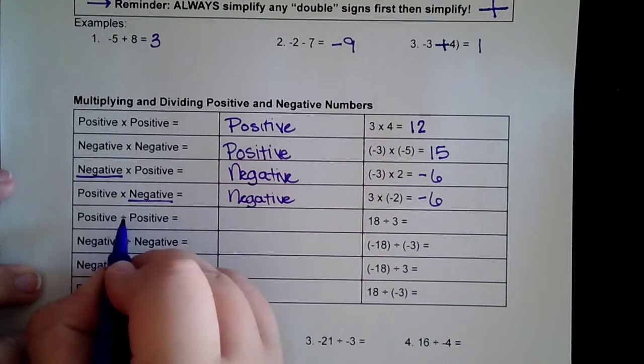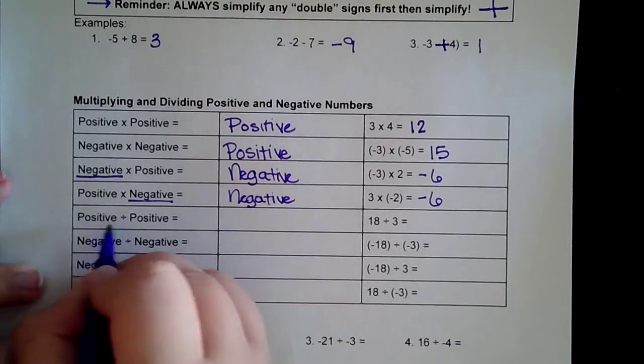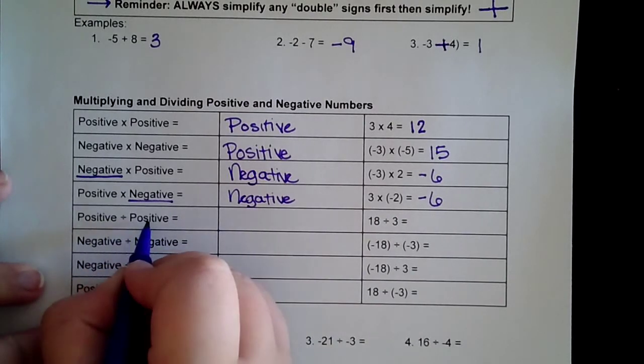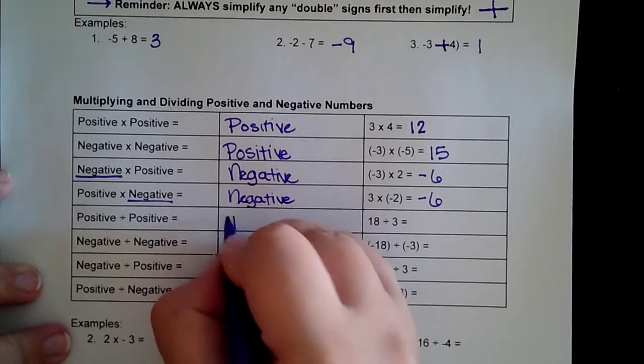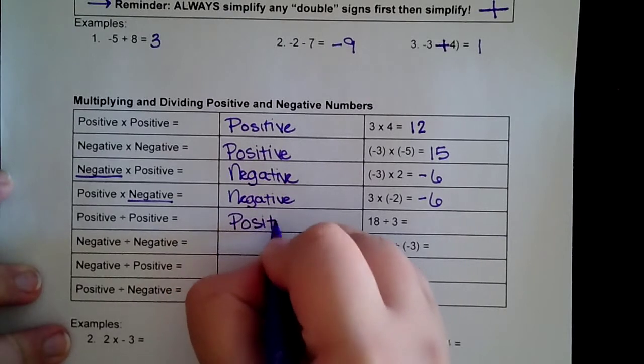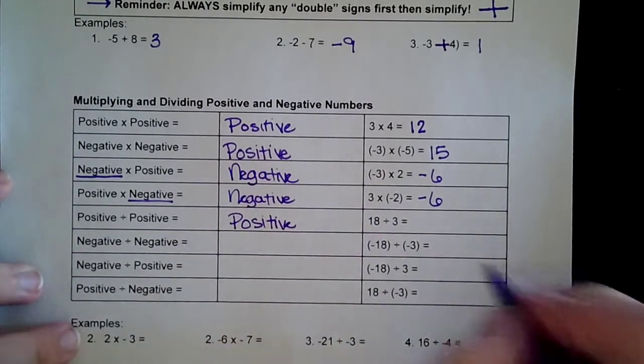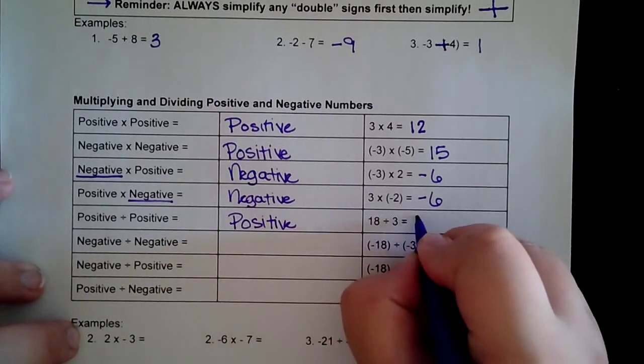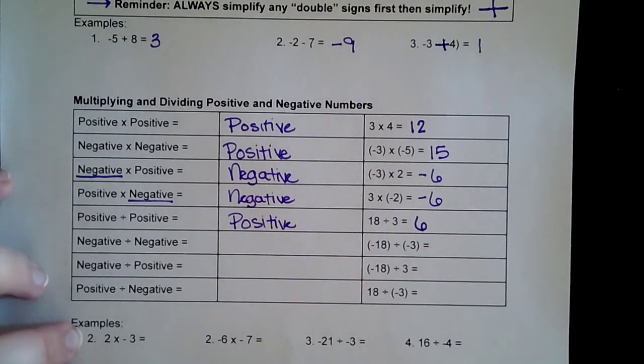Now we're going to jump into those division problems. So positive divided by a positive, that one's easy. Positive, you can't make something negative if there's no negatives there. 18 divided by 3 is a positive 6.